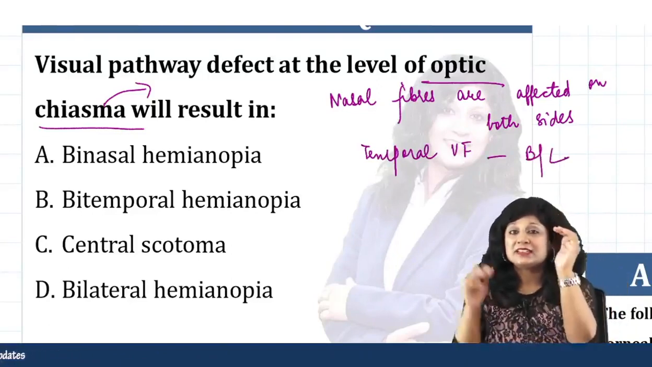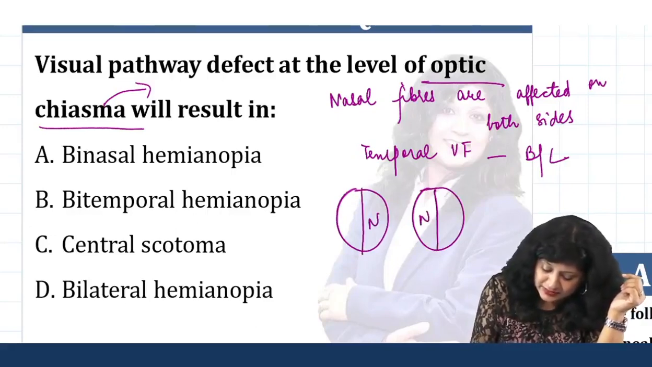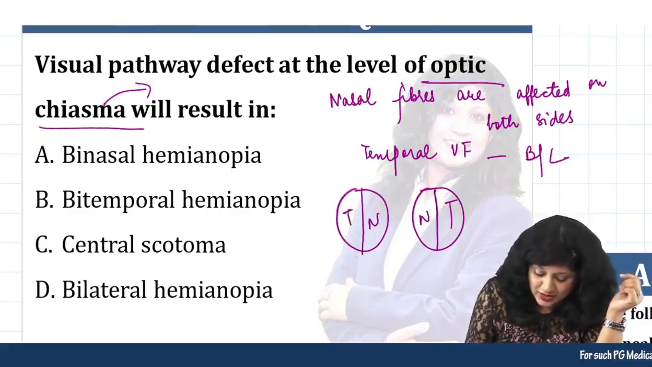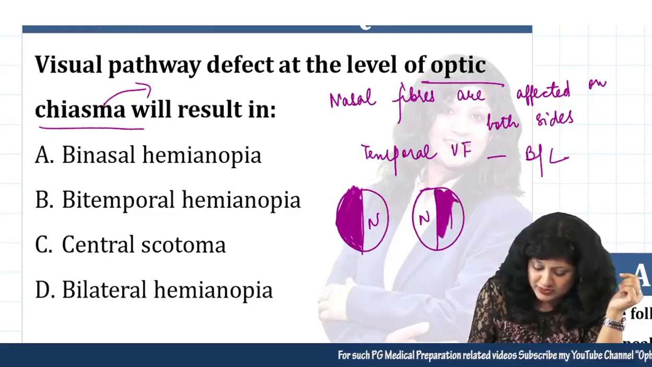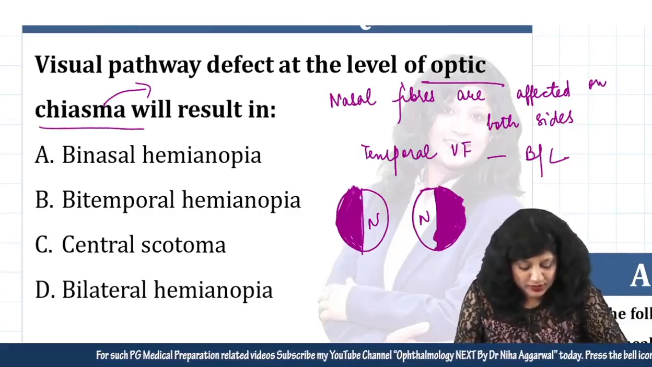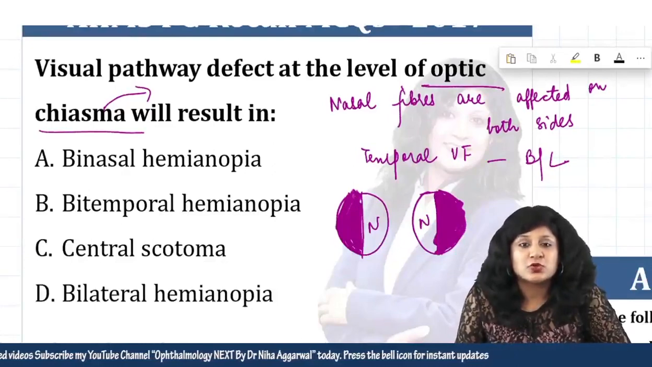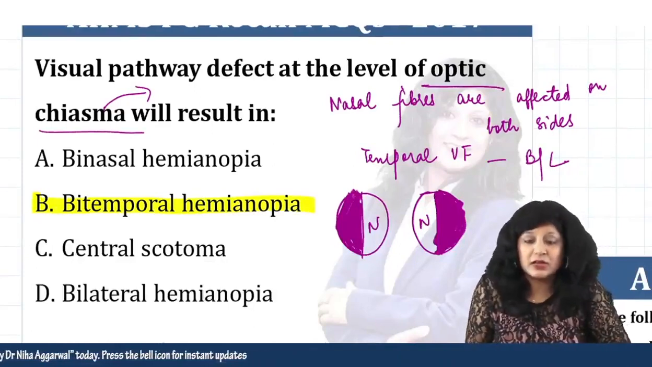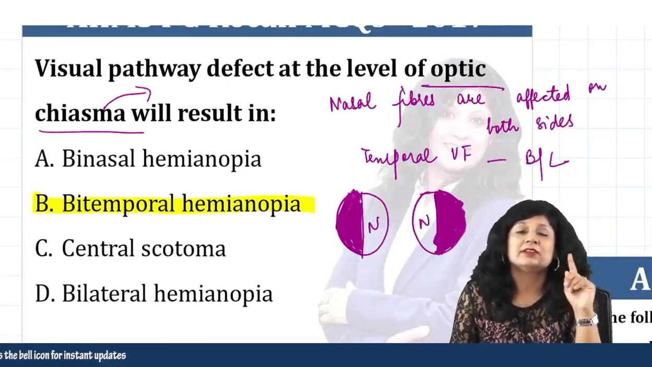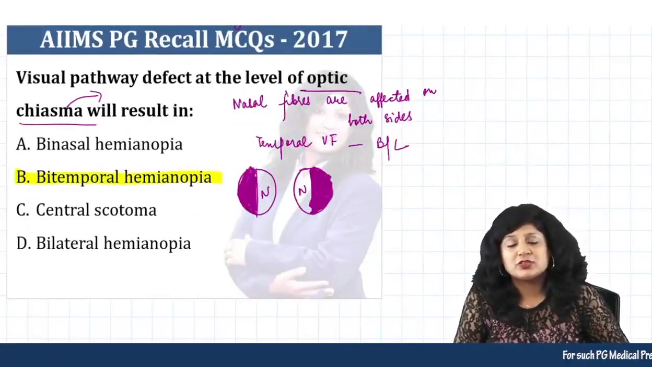So this will be called bitemporal. If this is the visual field of this patient, this is nasal and these are the temporal. This patient will have the defect on the temporal side of both eyes, called bitemporal hemianopia. Look at the options: binasal hemianopia, bitemporal hemianopia, central scotoma, or bilateral hemianopia. The answer is bitemporal hemianopia, because the problem is occurring in the nasal fibers of both sides. So this was about the AIIMS recall questions 2017.